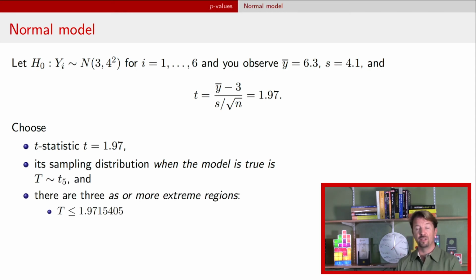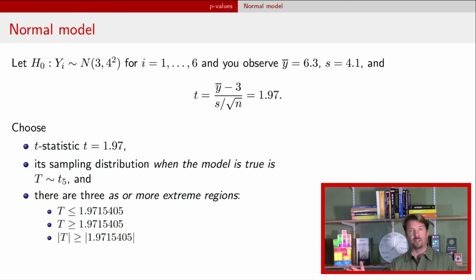And now we can think about the as or more extreme regions. One is being left of that t-statistic, one is being right of that t-statistic, and the third one is being farther away from the location parameter, or the expectation, of a standard t-distribution, which has a location parameter of 0. It simplifies the notation a little bit here, and we just say here is the probability that a random t with 5 degrees of freedom is farther away than 1.97.